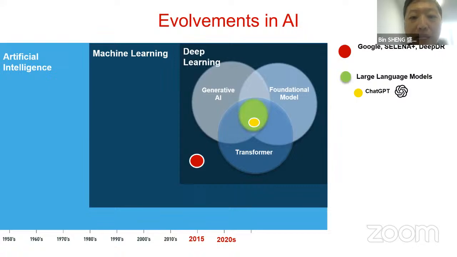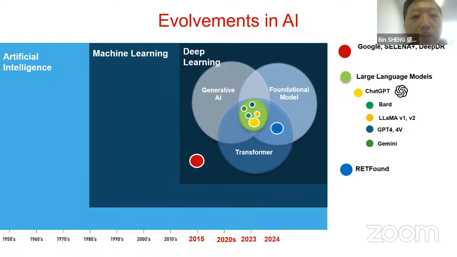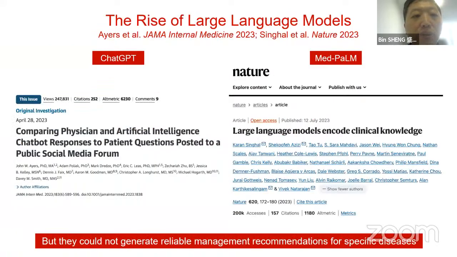In this slide, we can see that GPT and the large language models all actually belong to the foundation model and generative AI. And what we can do is try to use this kind of language function and combine the image together, and we can get the result.